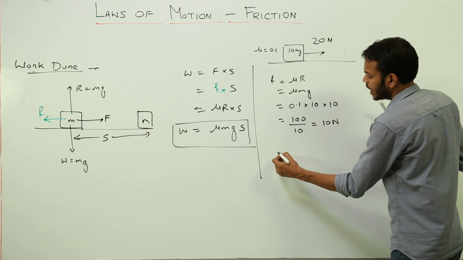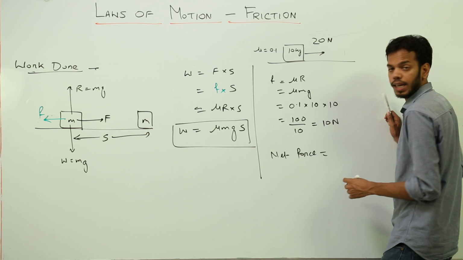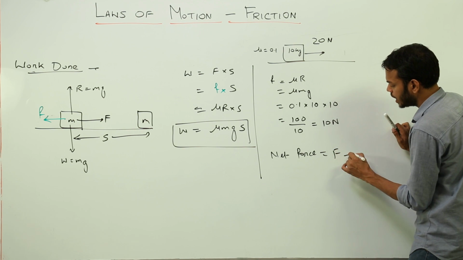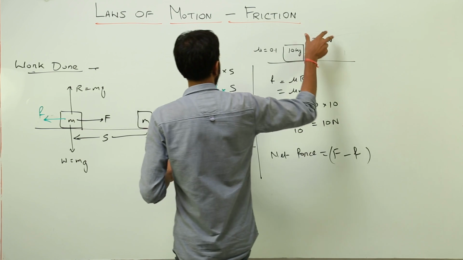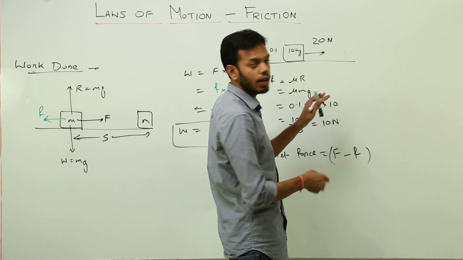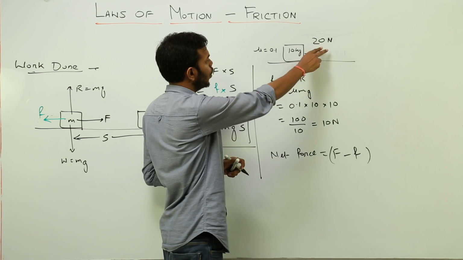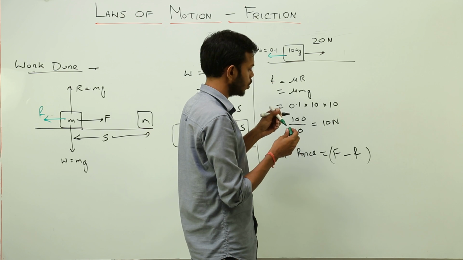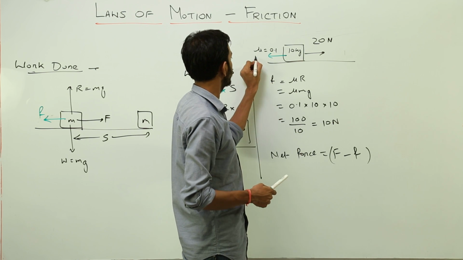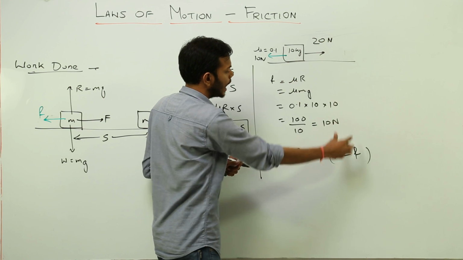So this time the net force acting on the body will be calculated by how? The applied force minus the frictional force. This is what we are going to do. We are not going to take 20 newtons straight away to calculate the value of work done, because 20 newtons is not acting on the body. Out of 20 newtons, 10 newtons, which is in the opposite direction due to the frictional force, is acting in this direction, right? So this 10 newtons gets cancelled out of 20 newtons and you are left with only the last 10 newtons.